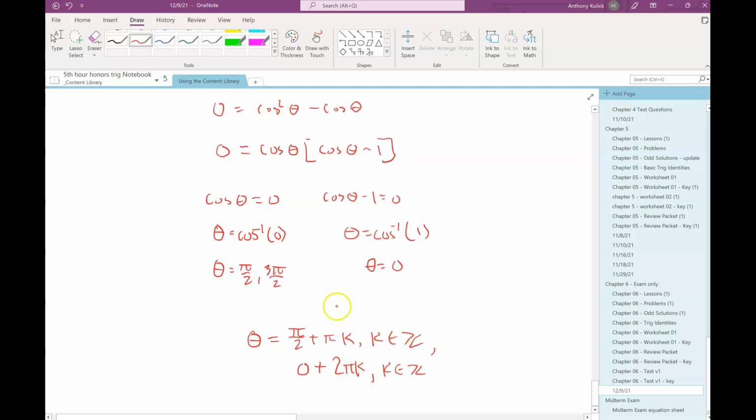Notice that with pi over 2 and 3 pi over 2, those guys are just pi apart. So I combine those two solutions into the one statement here by making that pi k. If you wrote them as two separate ones with 2 pi k's, that's still correct. You would not be deducted for doing that. Everybody's okay?